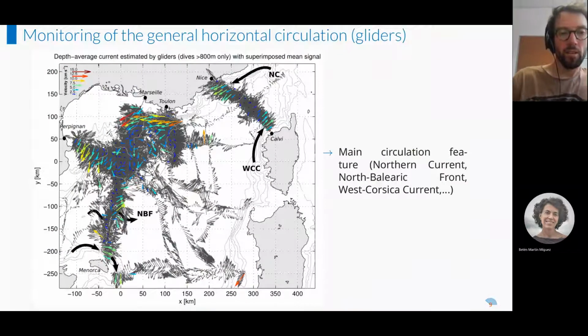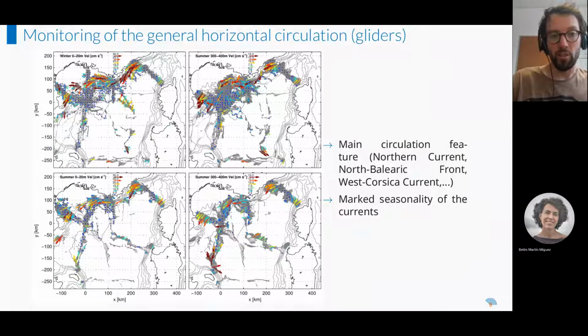So if we merge all the glider data, which give us some indications on the circulation, we already have a picture of the horizontal circulation with the main features. You can see the northern current that flows along the continental slope in the north, and some recirculation in the south with the North Balearic front and the west Corsica current. It's also interesting to look at the seasonality of the currents. Here you see that in winter, the currents are much stronger than during the summer. Those two maps show surface currents and also currents at 300 meters, so intermediate depths, where the current is less intense.